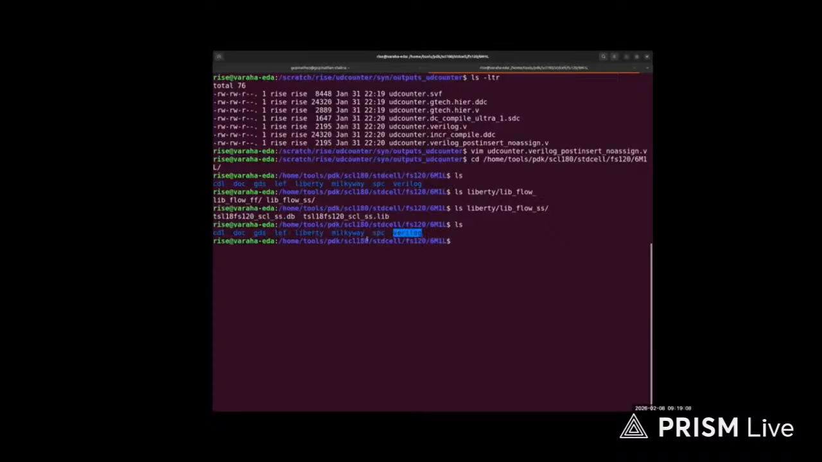Okay, we will see what all these files mean in the upcoming classes. Right now we have seen Liberty. Now we are going to see what is there in this Verilog.